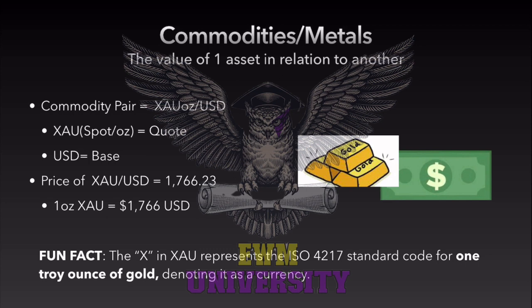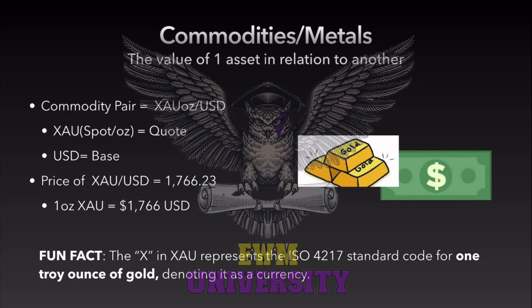So in this example, we're going to be using XAU or spot gold and United States dollar, where XAU is going to be our quoted currency, right? And USD is going to be our base currency and asset. So we're going to quote how much spot gold we can get based on the price of the United States dollar, right? So we see the price of XAU is equal to USD $1,766.23. We're saying that 1 ounce of gold is equal to 1,766 United States dollars.